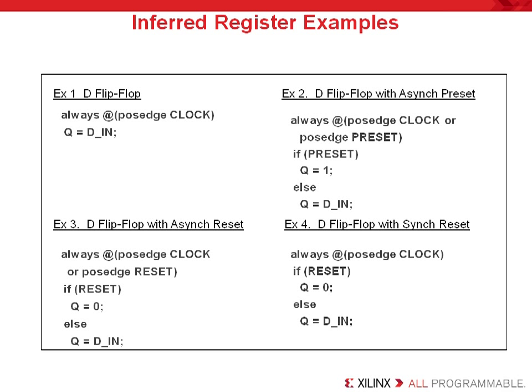Now example 4 shows a proper register inference. The flip-flop has a synchronous reset by not including the reset signal in the sensitivity list. In other words, the reset is only checked when the rising edge of the clock has been detected. In examples 2 and 3, the asynchronous control signal can be asserted regardless of the rising edge of the clock, and that's not good.